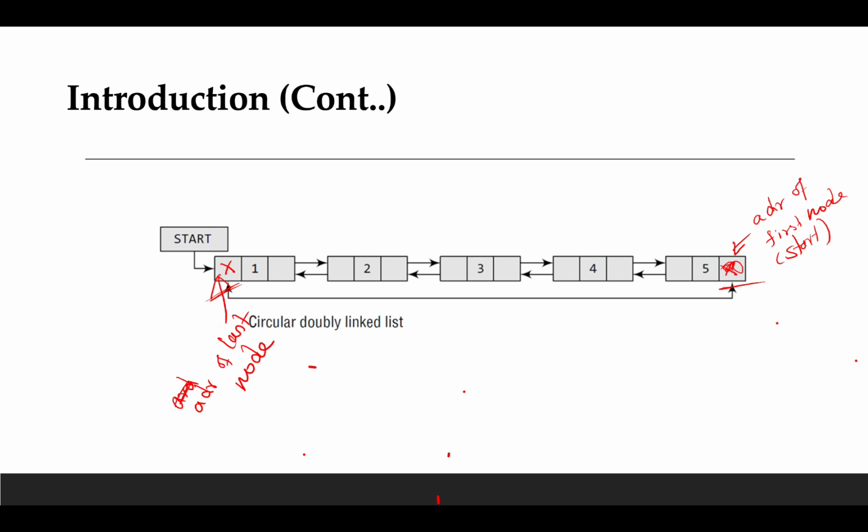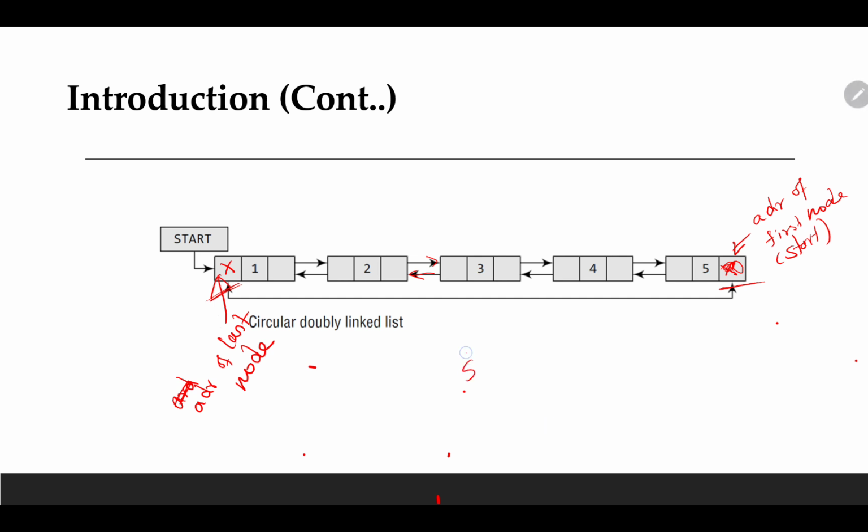And the circular doubly linked list makes it easy to manipulate the elements of the list, and it maintains the pointer to the nodes in both directions, because it is bidirectional, so we can travel in both directions. The main advantage of the circular doubly linked list is that the search operation is twice as efficient.